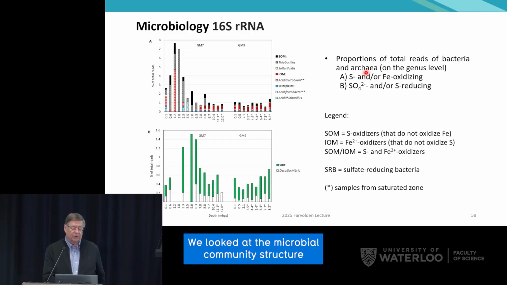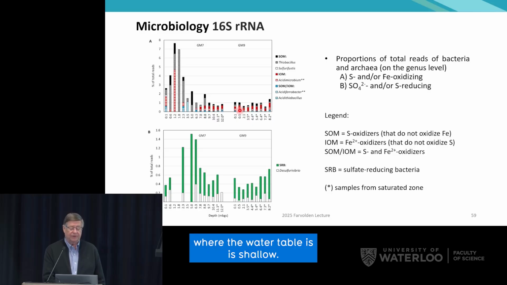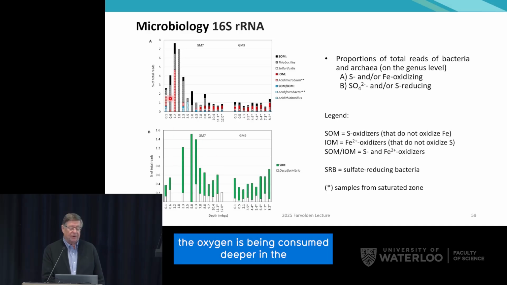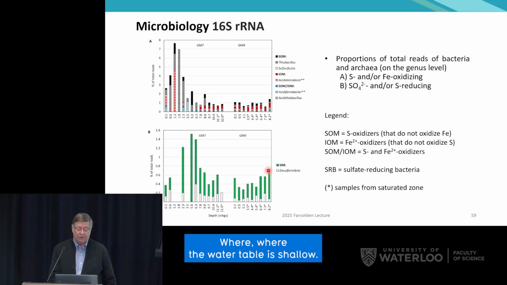We looked at the microbial community structure. In the location where the water table is deep, there's an abundance of iron oxidizing bacteria. There's less iron oxidizing bacteria where the water table is shallow. We see the occurrence of iron or sulfate reducing bacteria after oxygen is being consumed, deeper in the location where the water table is deep, but sulfate reducing bacteria are abundant throughout the entire profile where the water table is shallow.